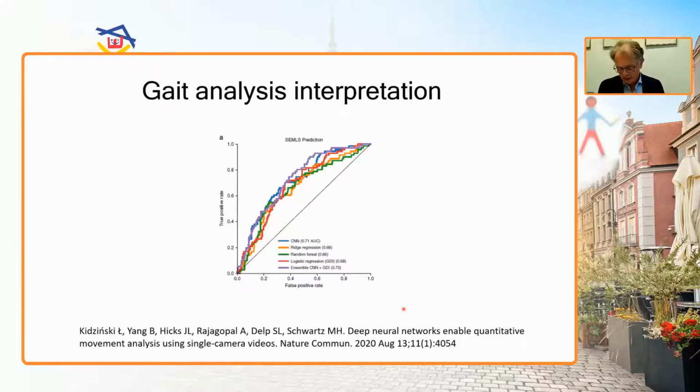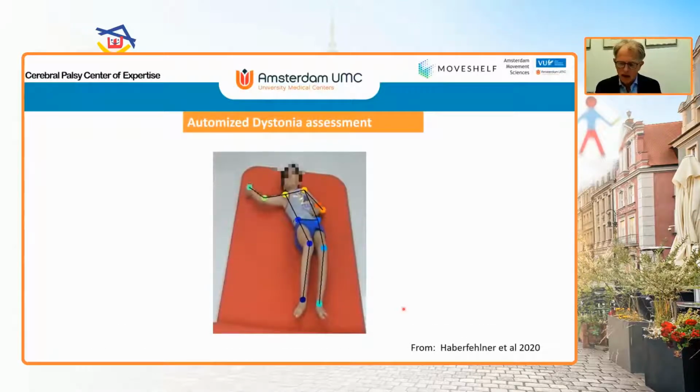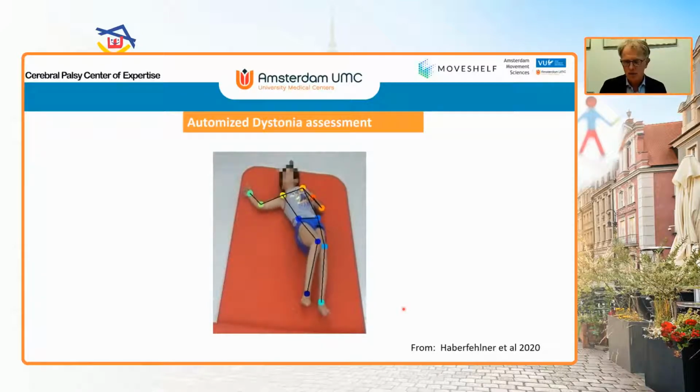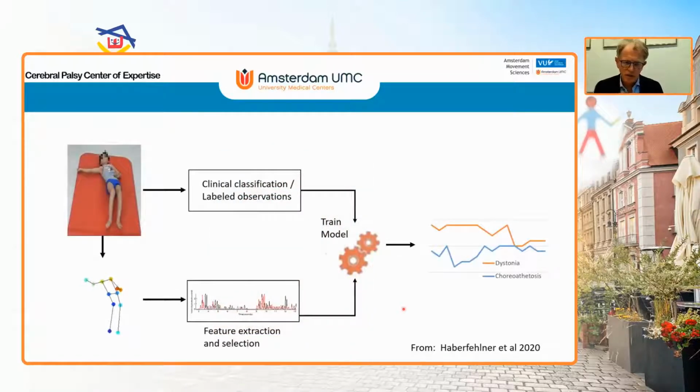And not only for walking, because my colleague Helga Haberfehler also developed a package that was used for dystonia assessment. And here you can see that for a much less predictable movement, as the spontaneous movement in dystonia, the software is able to track it. And the goal of our project, and maybe some people have seen a presentation this afternoon, is to come up with a model that can be trained in order to automatically and reliably distinguish between dystonia and choreoathetosis.